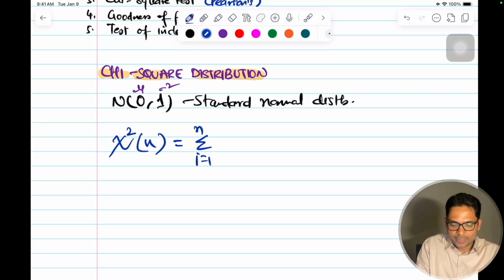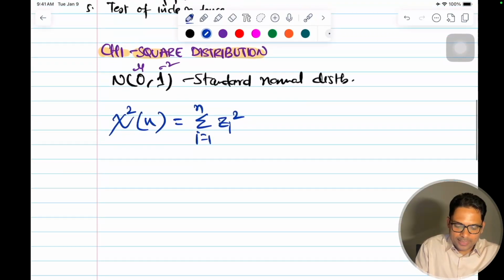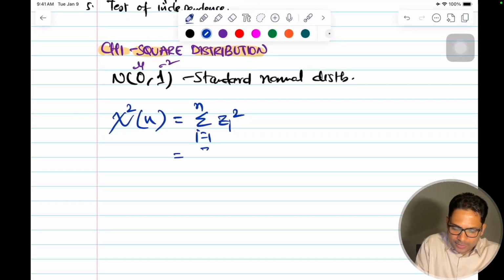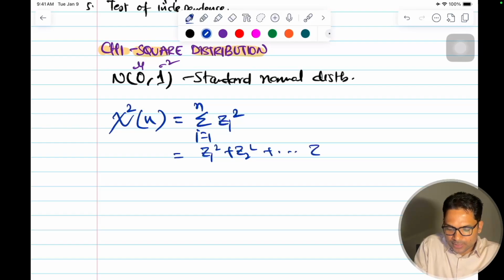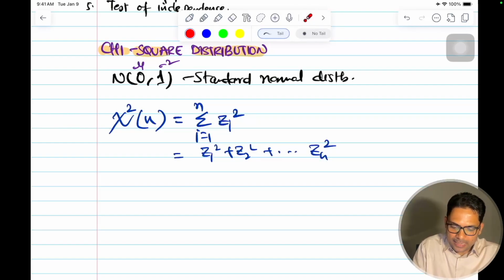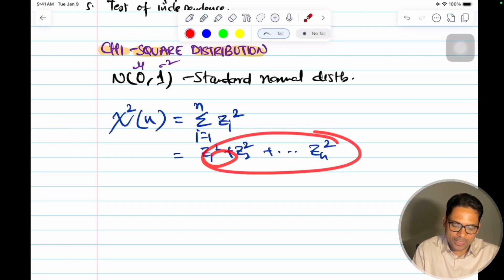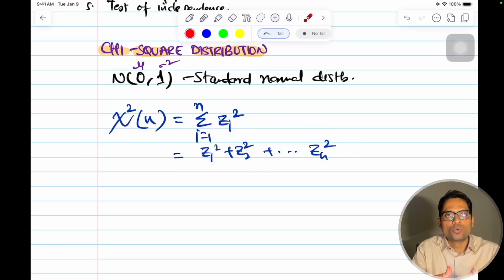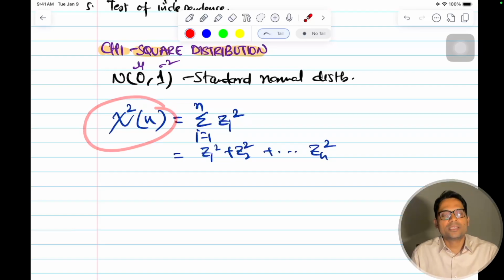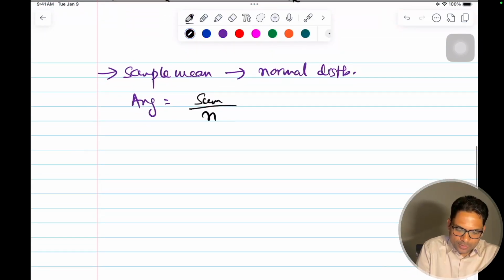This is equal to the summation from i equal to 1 to n of zi square. If you expand it, this will be z1 square plus z2 square plus so on till zn square. These are n independent standard normal distributions. Simple. You just square them and add them up, and the distribution that you get out of this is called chi-square distribution. As simple as that.